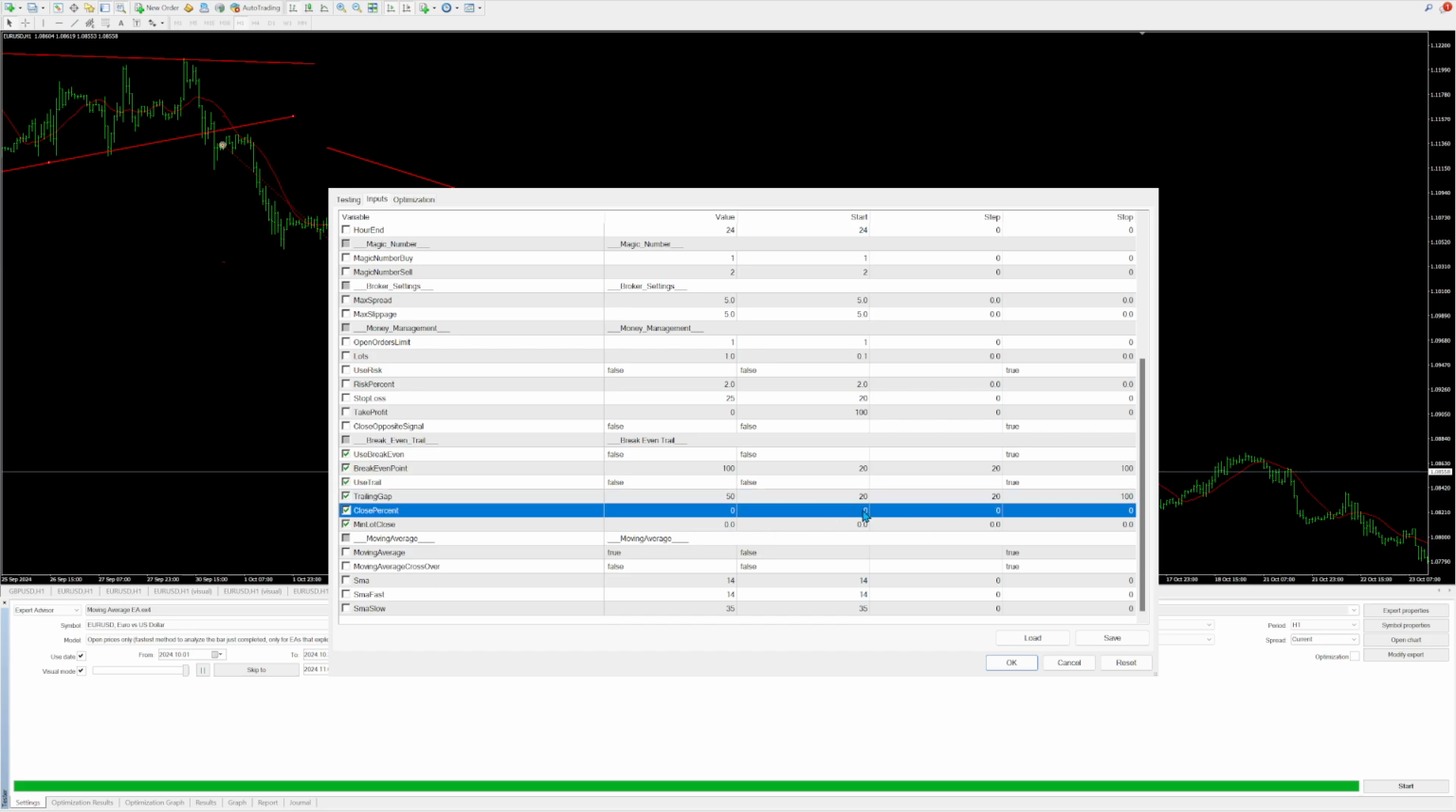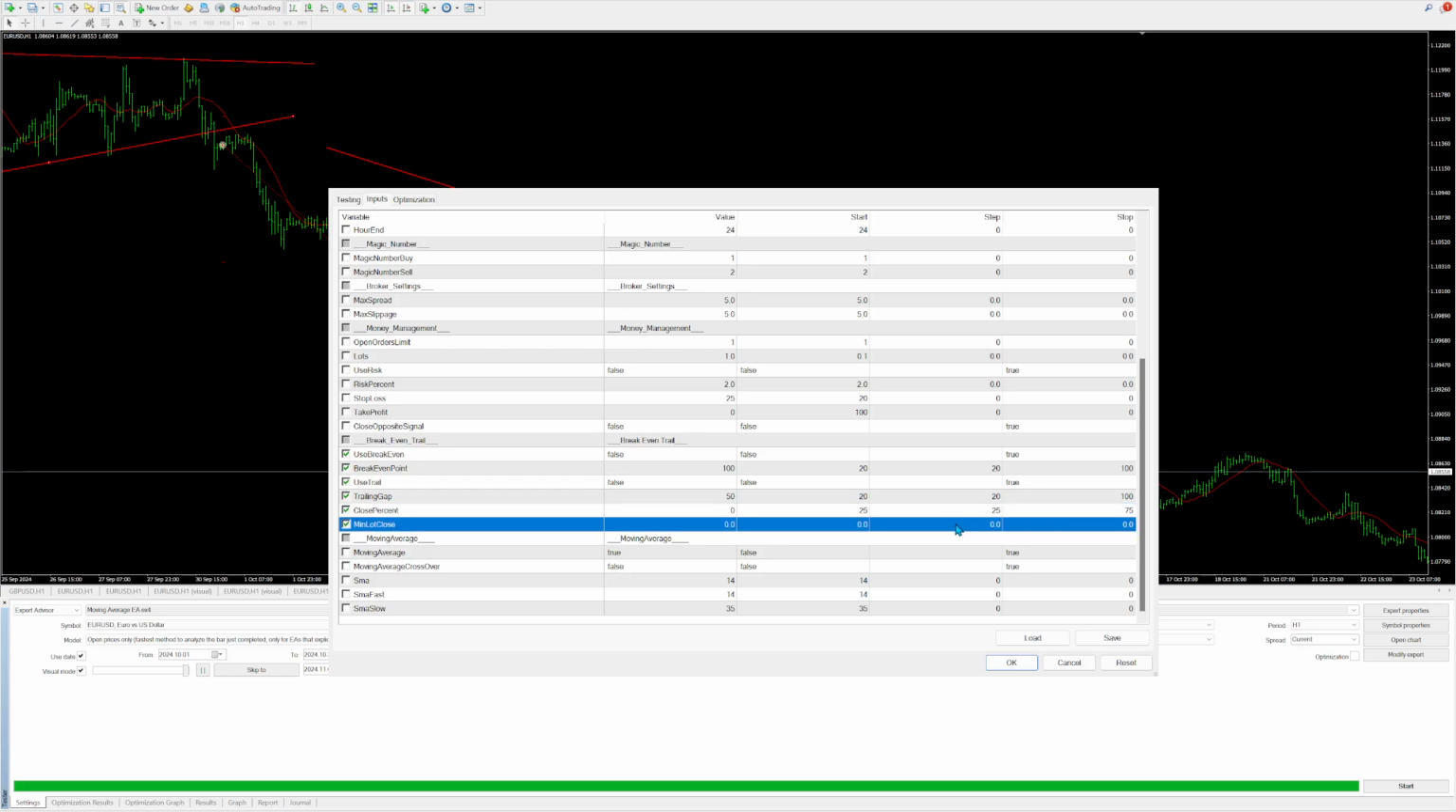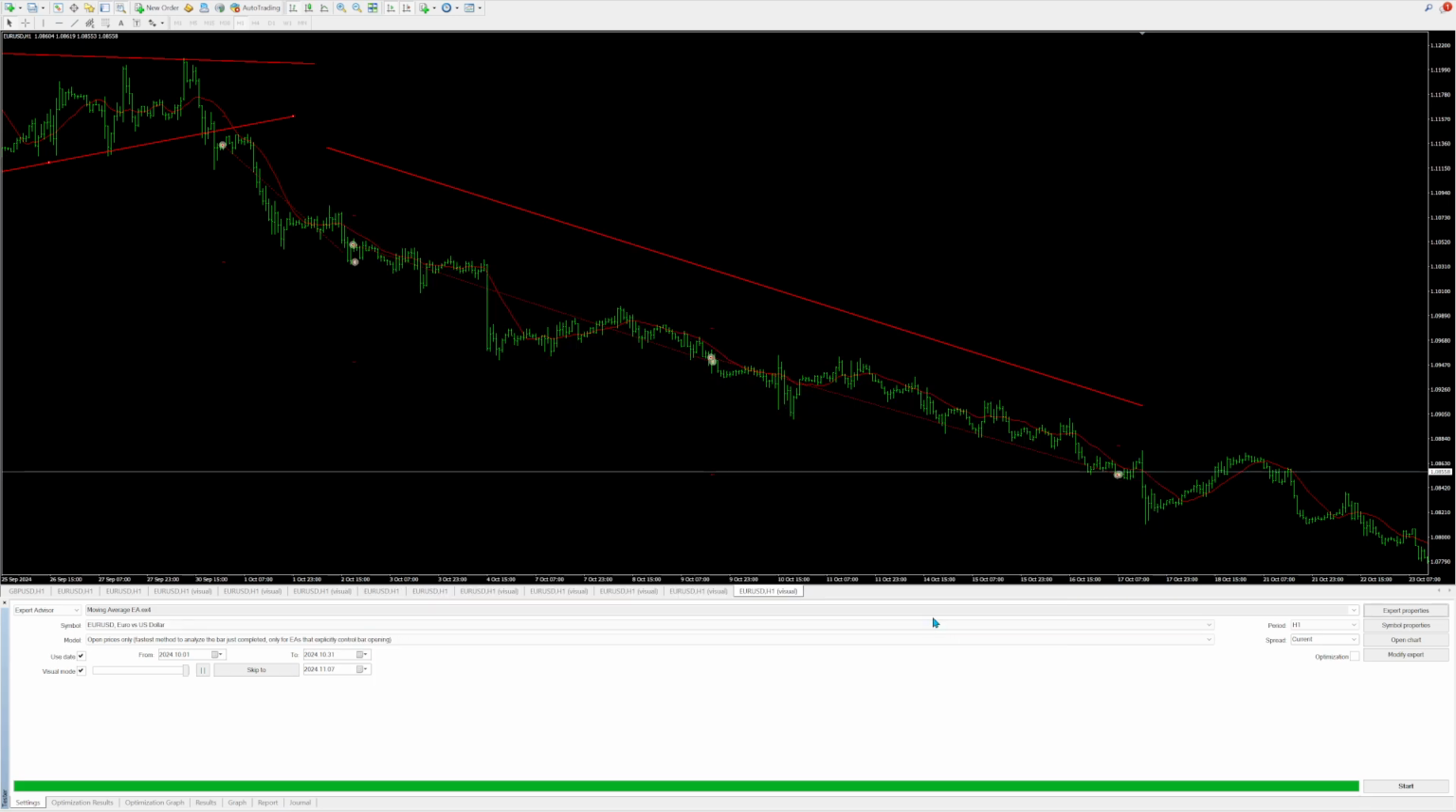For the close percent, sorry, we'll do 25 for that, 25 up to 75%, and for the minimum lot to close, if we're trading one standard lot, let's just say you can close 0.25 increments and stop at 1.25, which will just close none of the trade. Okay, and we've got a moving average set to true.